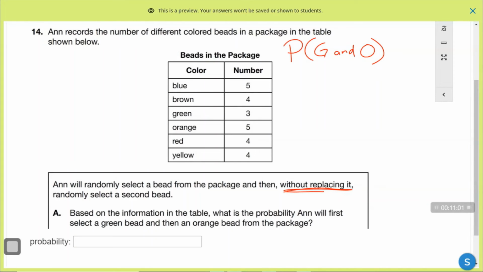So I want a probability of green and orange. All right? And this demonstrates a dependent probability because the first action will change the result of the probability of the second one there. All right, so the probability of orange will depend on what happened first. In order to get probability, I have to first get the total number of beads that we're looking at.